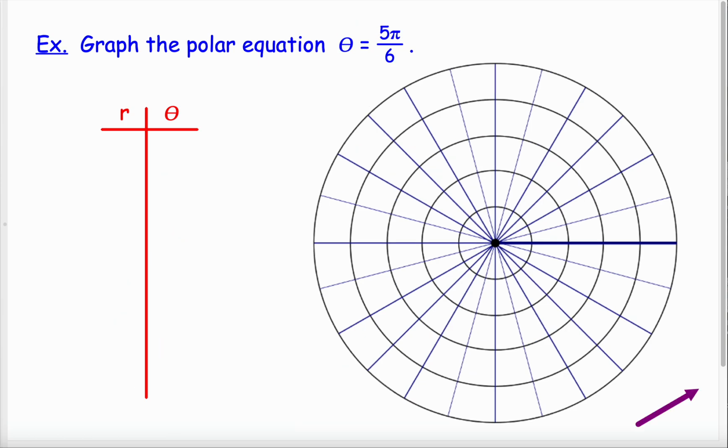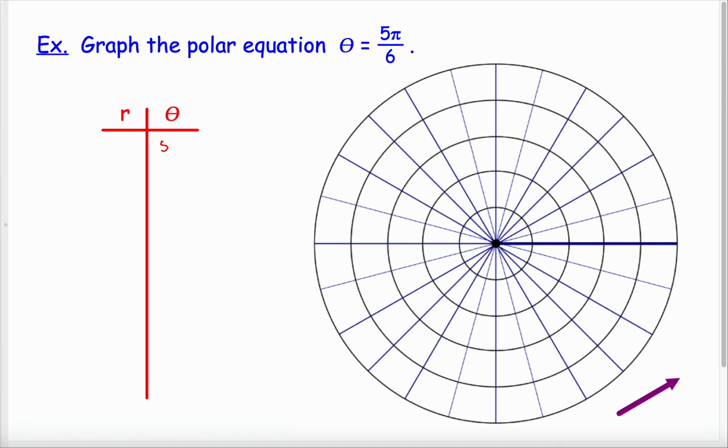All right, let's try another equation. This one is theta equals 5 pi over 6. Notice there's no r value defined here. So r can be anything I want, but theta has to be 5 pi over 6. So I'm going to fill out theta, 5 pi over 6. R could be 0. Well, that's an interesting point. Where's 5 pi over 6? Let's see. 5 pi over 6 is right here, isn't it? Okay, and r equals 0 would just be at the pole.